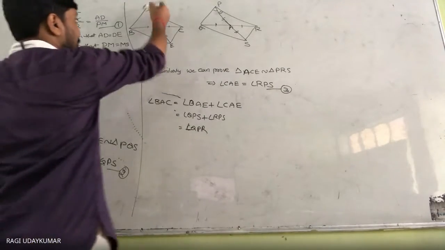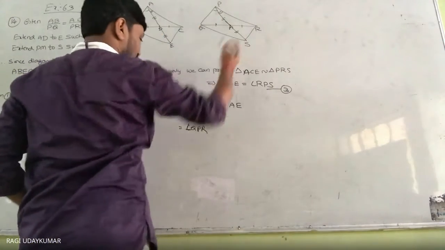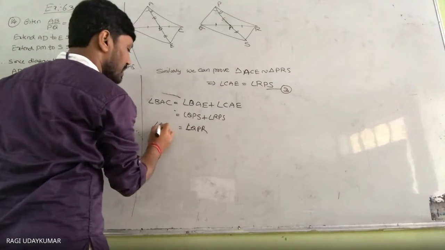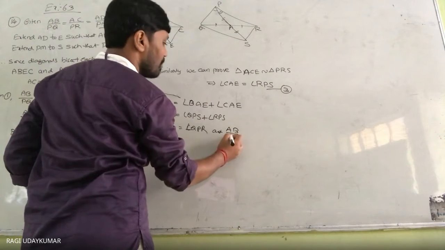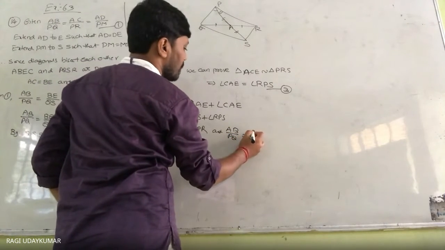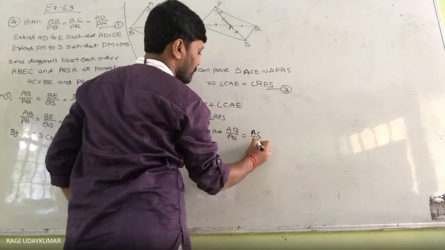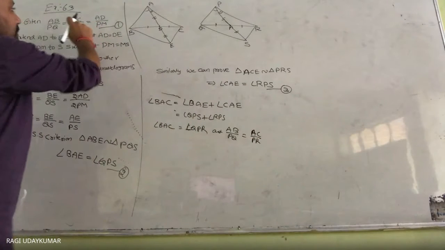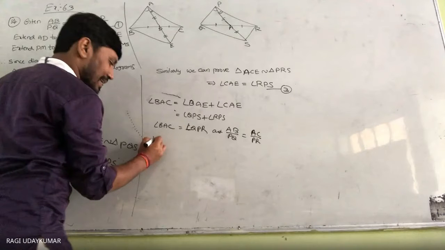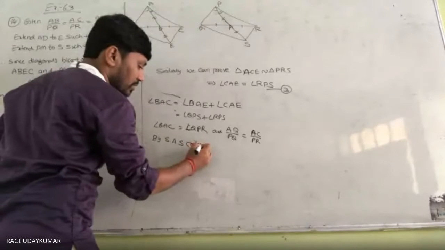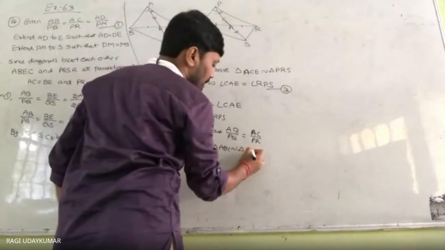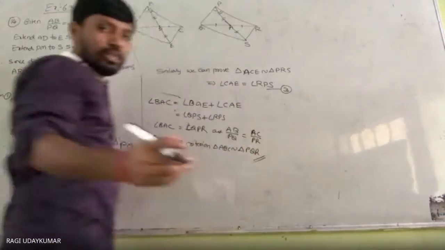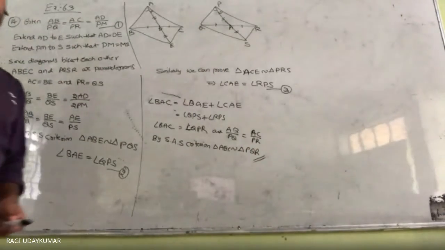Now what did we get here? This one by this one, this one by this one. Angle BAC is equal to QPR and AB by PQ is equal to AC by PR, given. By the SAS criterion, triangle ABC is similar to triangle PQR. If you have any doubt, you can ask in this.